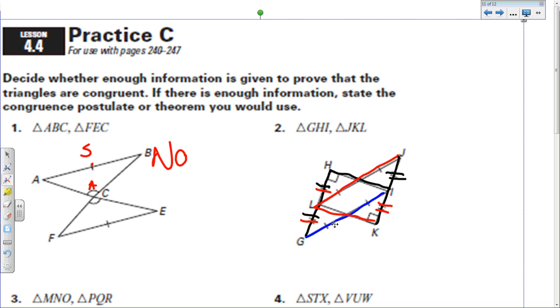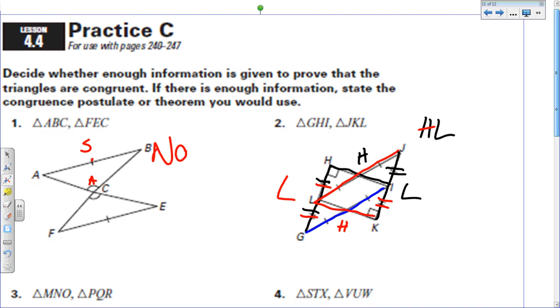GI has 1 and 1. LJ has 1 and 1. So those are congruent. They both have the same distance. And we have this 90-degree angle in here. So I have a hypotenuse congruent to a hypotenuse, and a leg congruent to a leg. So it works with HL.